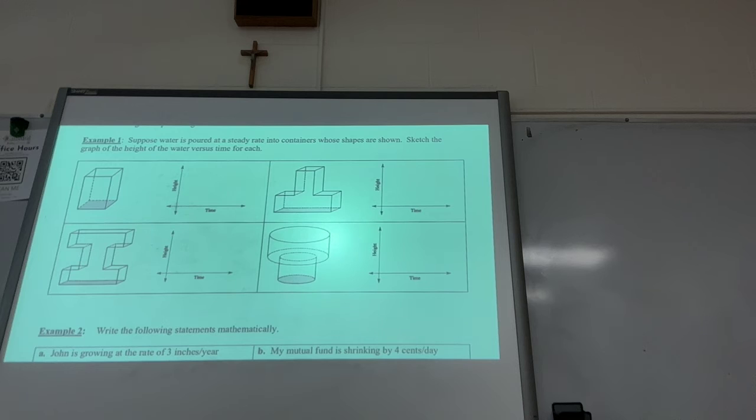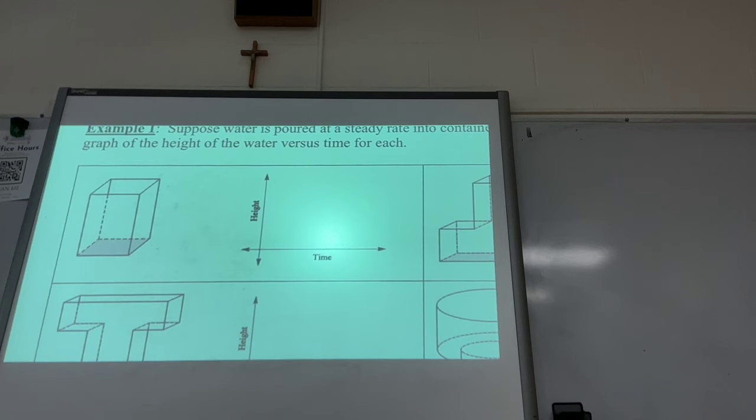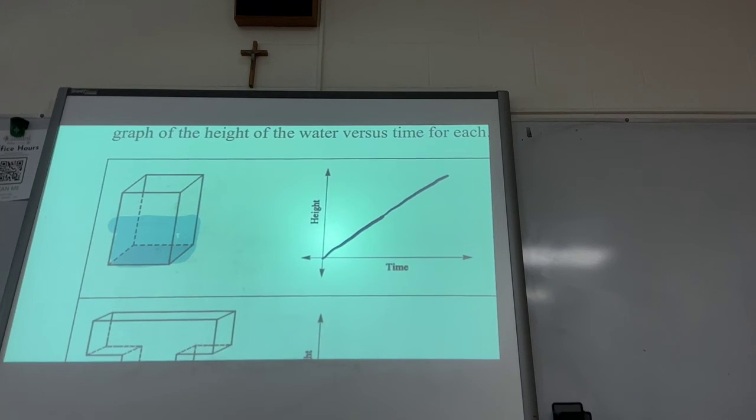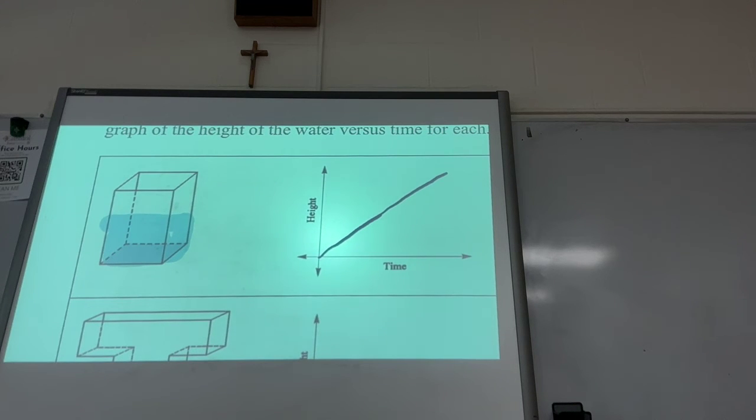Okay, so water is poured in at a constant rate, right? So let's look at this rectangular prism here. We take this rectangular tank and we pour in water at a constant rate. If we pour in water at a constant rate, the height's going to increase at a constant rate. I think it's pretty intuitive, right? That's because the area of a cross section is constant in a rectangular tank. The height of the water is going to increase at a constant rate as time goes by.